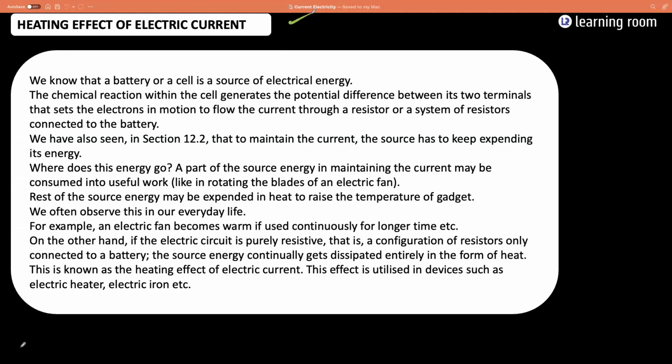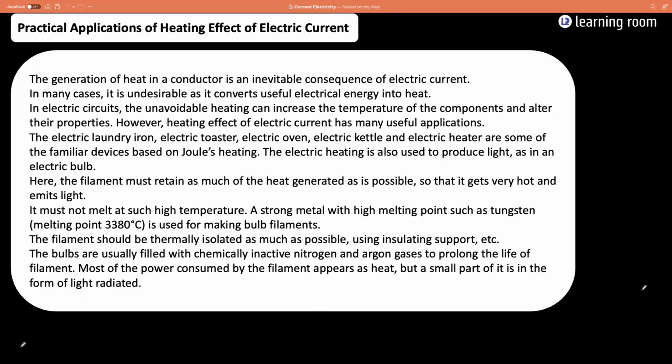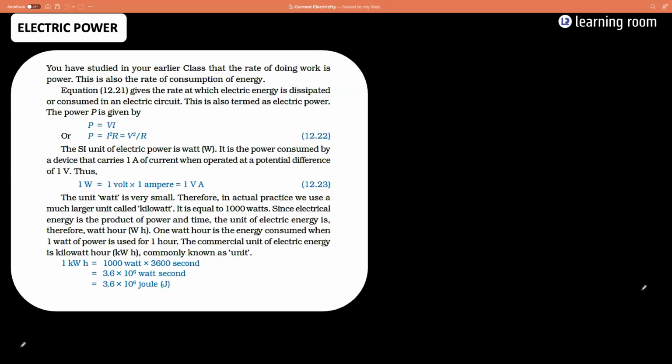You have another concept called the heating effect of electric current. When current passes through a resistive device for a longer duration, heat gets generated, which is given by the expression I square R into T, or V square by R into T, or it can also be written as V into I into T, where V stands for the potential difference, I for the current, and T for the time through which the current is flowing through that particular device. Practical applications and all you can go through in the textbook.